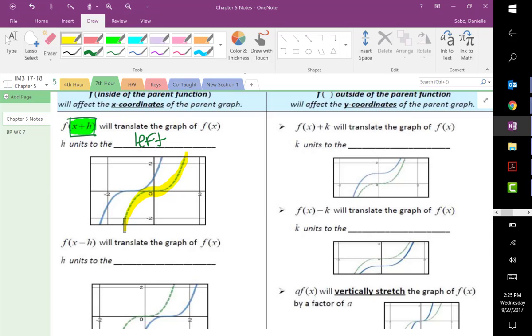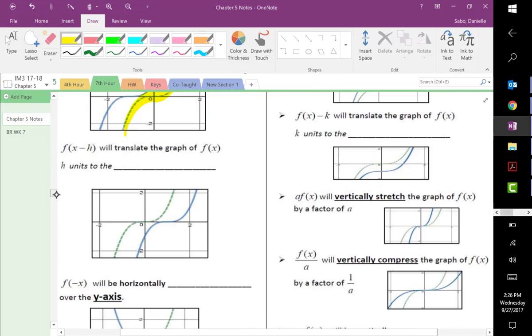And if you look here, it looks like I moved left, didn't it? Yeah, it did move left. Now let's look at the next part. What if I have a negative H in there? It's going to be moving right. Very good. Again, here's my original, and it looks like I am moving to the right.